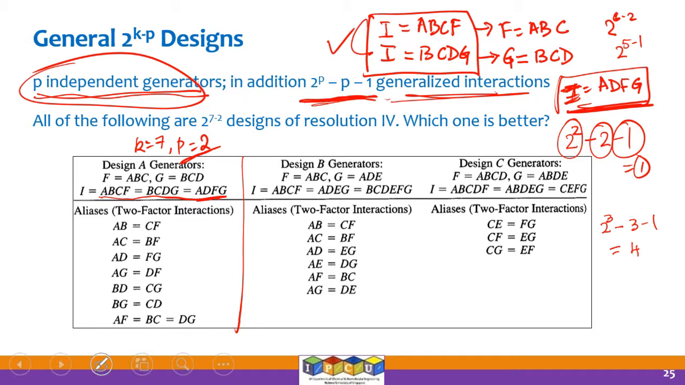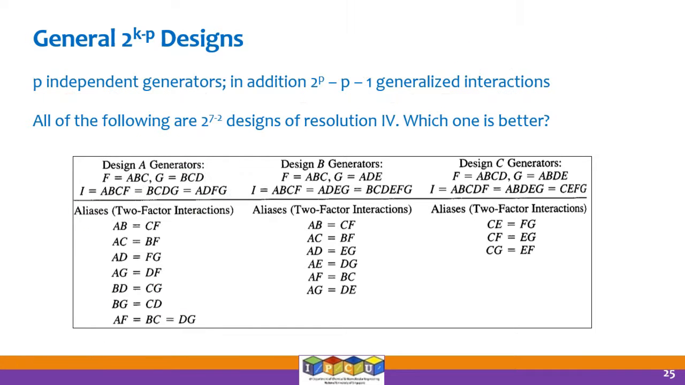Let's try to do an example to see that. Let us say we are aiming for a 2 to the power of 8 minus 3 design. So k is equal to 8 and p is equal to 3. Now we have A, B, C, D, E generated as a full factorial design. So we can write out the 32 experiments that correspond to the full factorial design in the 5 factors.